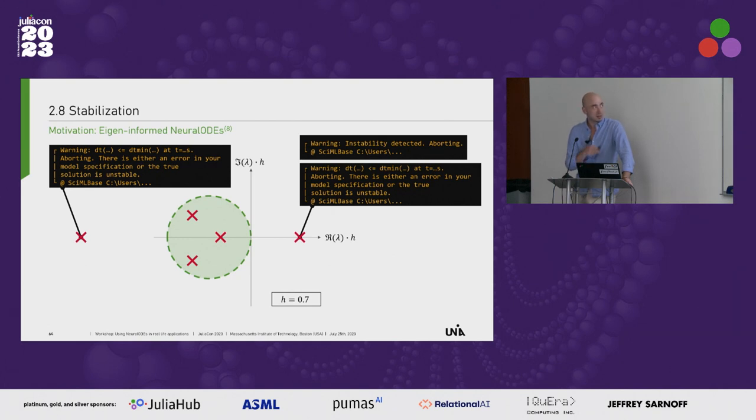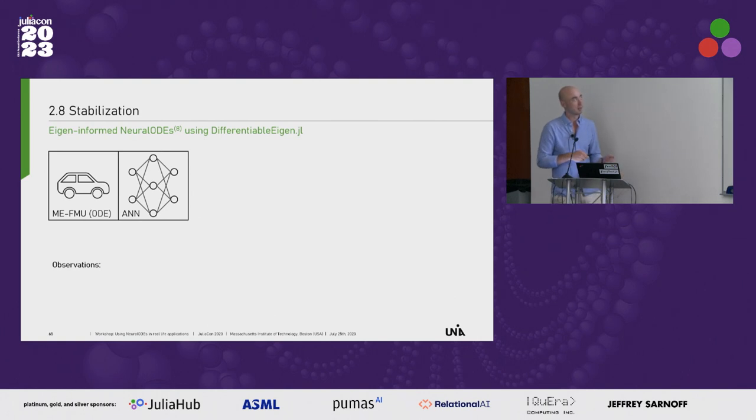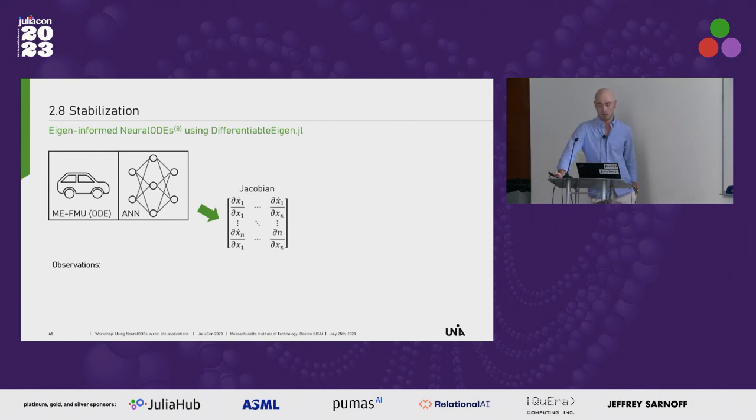So can we do something besides just hoping that it works? And we can do something. In theory, it's quite simple, because eigenvalues are computed by calculating the Jacobian over the ODE, so the derivatives from state derivatives to states, this so-called system matrix. And the eigenvalues of an ODE system are the eigenvalues of this Jacobian. So if we do these computations in a differentiable manner, we know how the parameters inside our ANN influence our system eigenvalues.